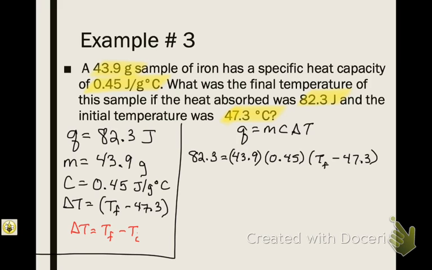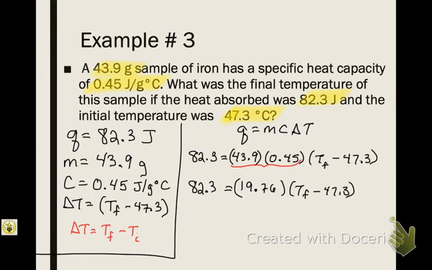And at this point, we're just rearranging our numbers to try to get that temperature by itself. So how you do it is up to you. I like to go ahead and combine the terms that I can. So 43.9 times 0.45, and I get 19.76 times TF minus 47.3. That equals 82.3. You have two options here.